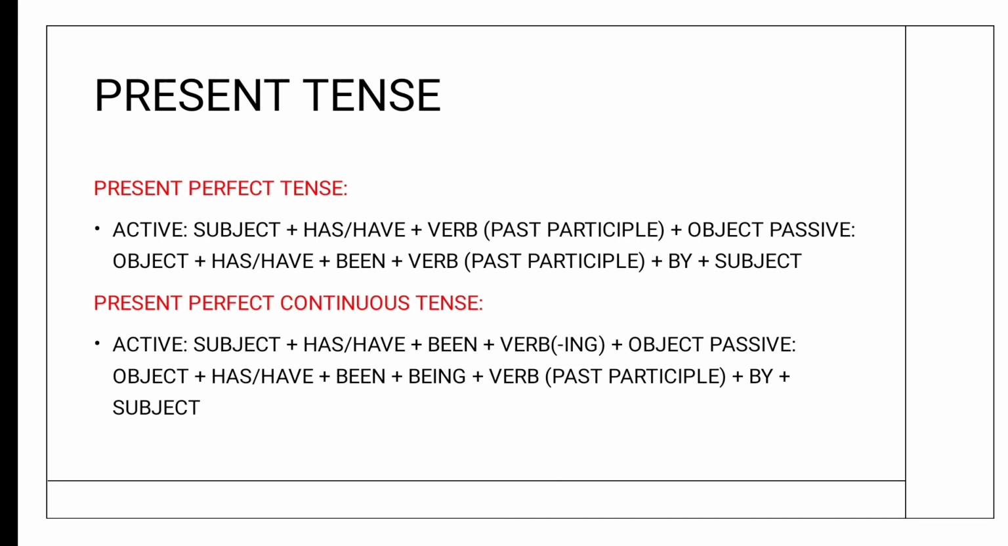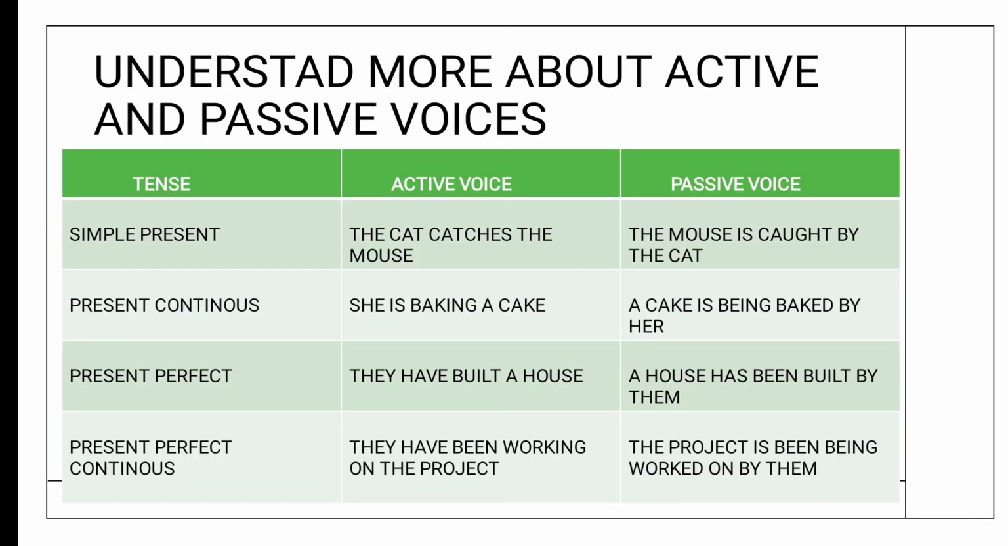Clothes have been being washed by her. Okay, this is how we have to convert active voice to passive voice using present tense. So here are a few examples, to understand more clearly. So this is simple present tense.